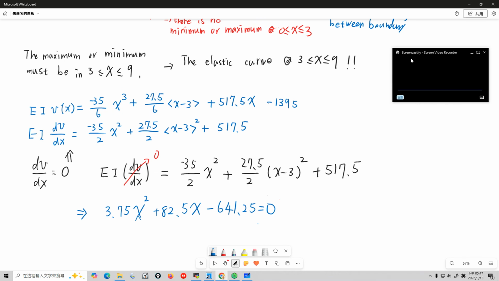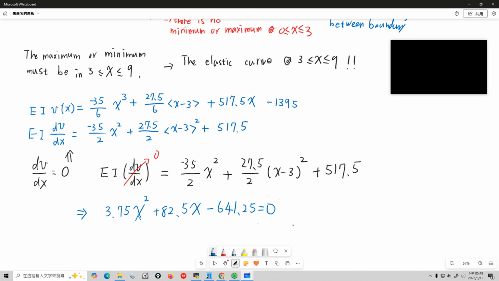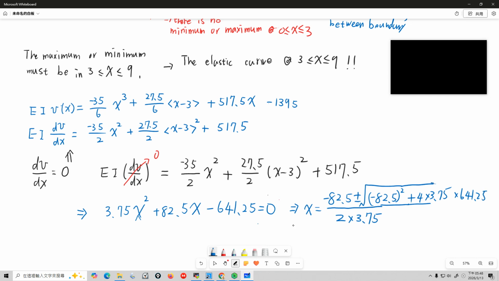I have a second order equation here, and then you can solve for x. What is x? x equals minus 82.5 plus or minus the square root of 82.5 squared minus 4 times 3.75 times minus 641.25, all over 2 times 3.75. Using your calculator, you will find a meaningful solution, because you get two solutions but only one is meaningful. The meaningful solution is x equal to 6.088.